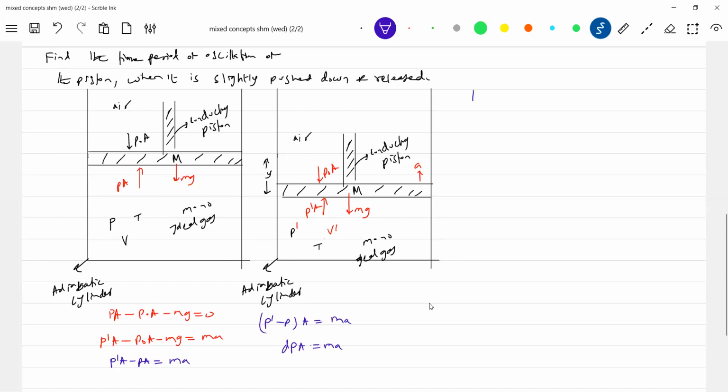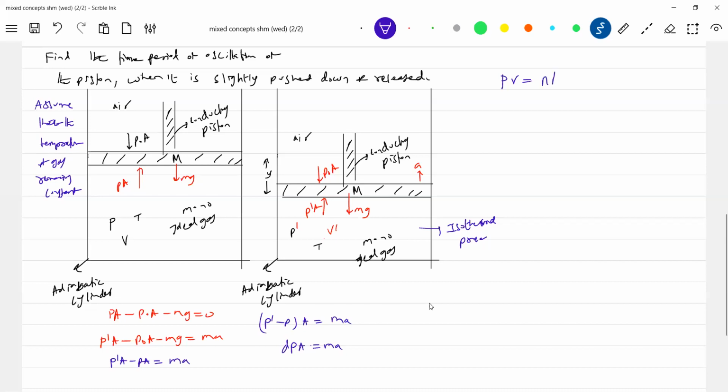So let me get into what process the gas will undergo. Isothermal process. How can you say? Let me give that one. For the time period of oscillation of the piston when it's slightly pushed down and released, assume that the temperature of the gas remains constant. Okay, we'll see ourselves. Isothermal process. In an isothermal process, we have some basic picture.